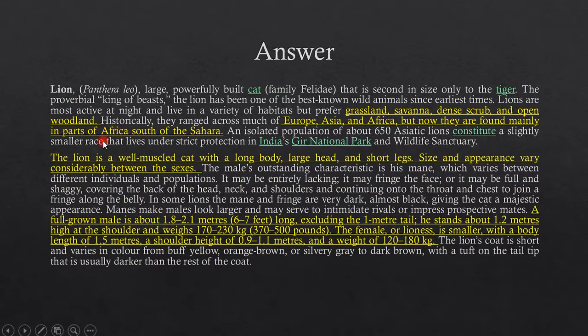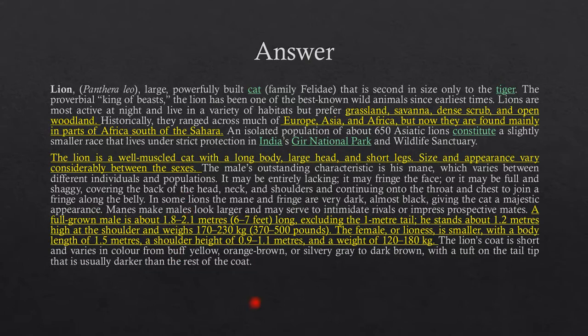So how do they look like? A lion is a well-muscled cat with a long body, large head, and short legs. Size and appearance vary considerably between the sexes. And then, how do male lions look like? It is this one.